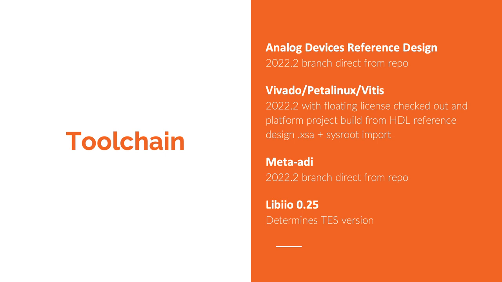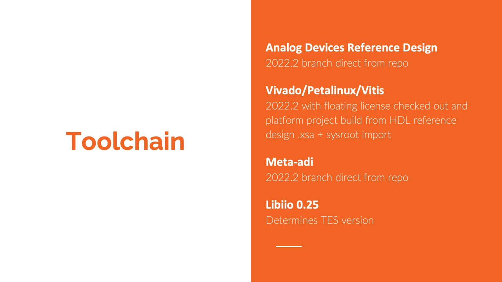So when you look at this ecosystem, all of the things that support the platform, all of the versions have to align, and we've had some interesting and significant challenges in this particular regard. So what we've done for this particular sprint is the 2022.2 branch, direct from the HDL reference design repo from Analog Devices. It made no problem. We're using 2022.2 Vivado, Petalinux, and Vitis from Xilinx.